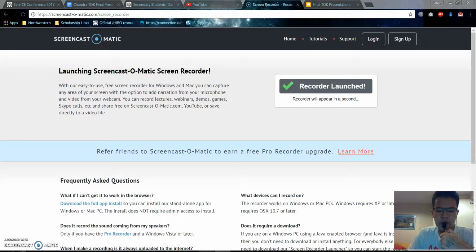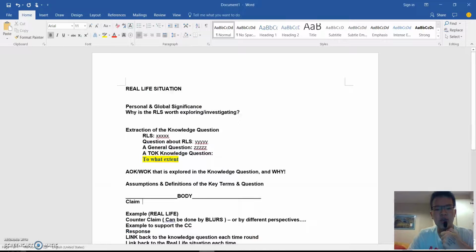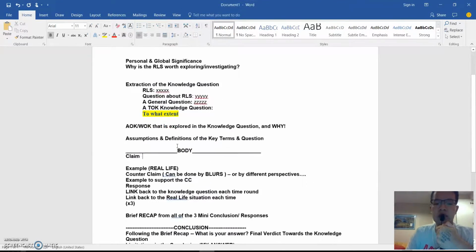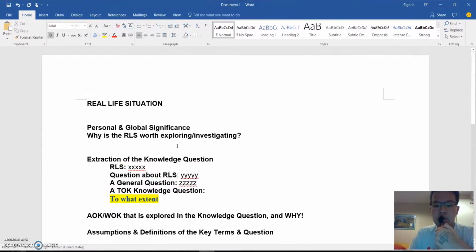Hello everyone, and today I'll be teaching you guys how to structure a TOK presentation. I'm not the best at TOK, but I'm not so bad at it. So here is the basic structure for a presentation.